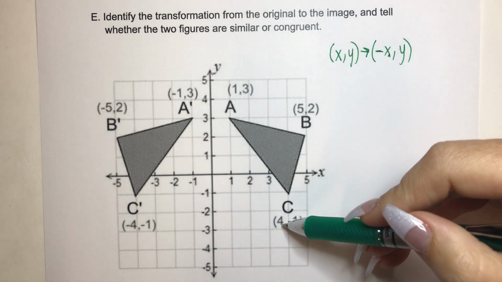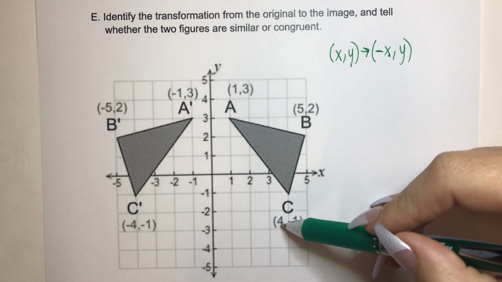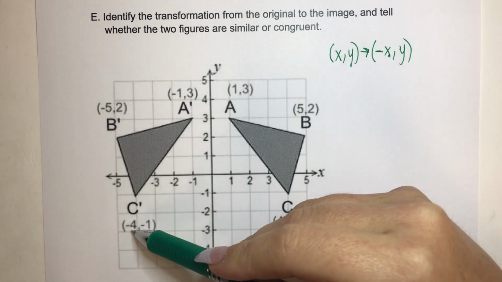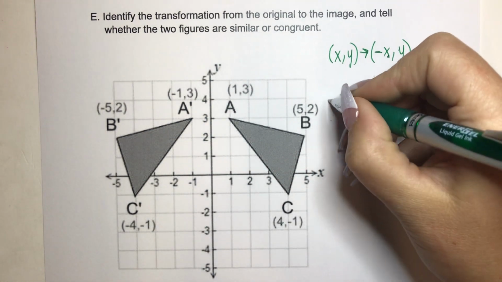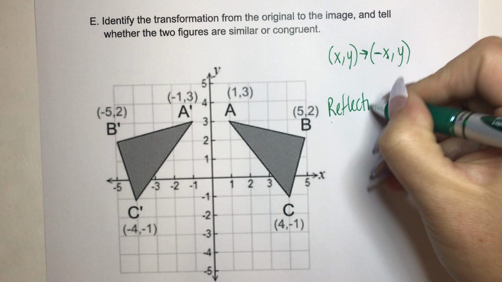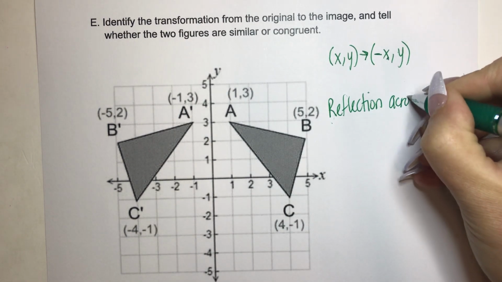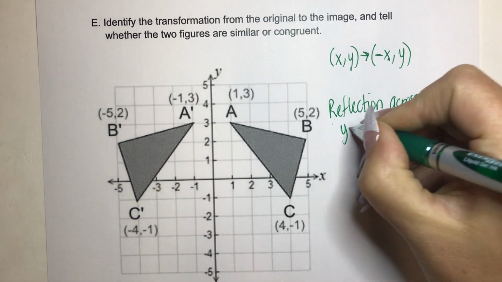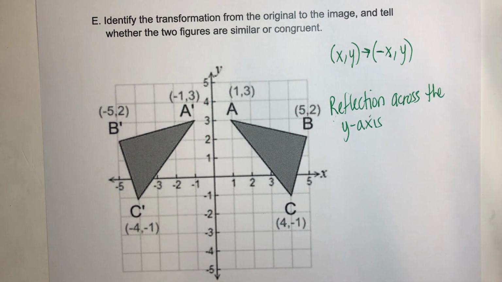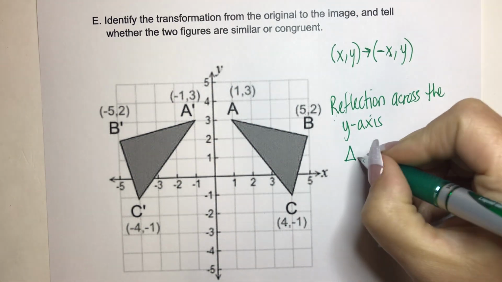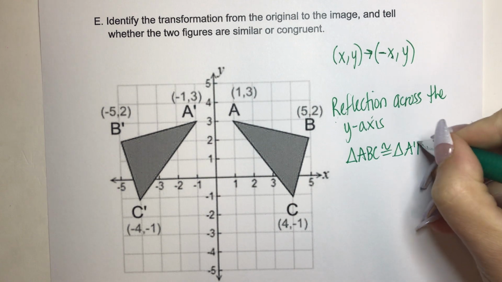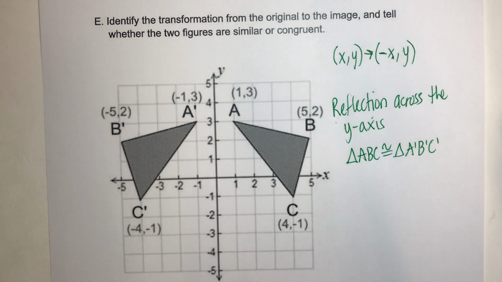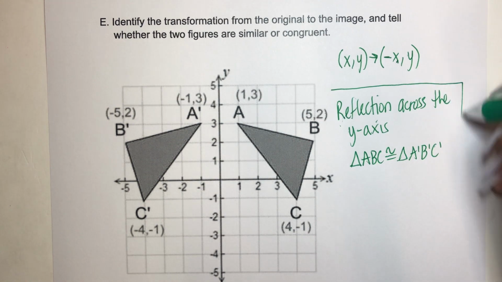And lastly, let's look here for 4, negative 1. Okay, so for the reflection, 4 should be negative, which it is, and then the y should stay the same, which it does. So this is totally a reflection across the y-axis, and all reflections, translations, and rotations are congruent. So we would say triangle ABC is congruent to triangle A prime, B prime, C prime. And that is our answer.